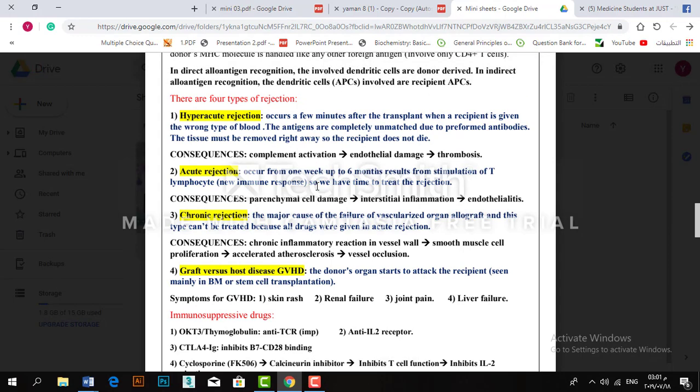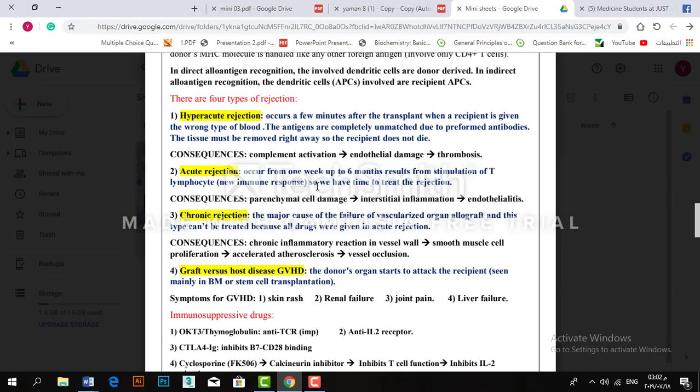Fine. Now rejection happens in phases. Let's name them. We have 4 types of rejection. The first type is hyperacute rejection. From its name, hyperacute happens rapidly and fast after the transplanted organs. Hyperacute rejection is seen mostly in blood transfusion with ABO, because there is a difference in the antigens and antibodies between the recipient and the donor. It occurs a few minutes after the transplant when a recipient is given the wrong blood type. So the antigens are completely unmatched due to preformed antibodies.